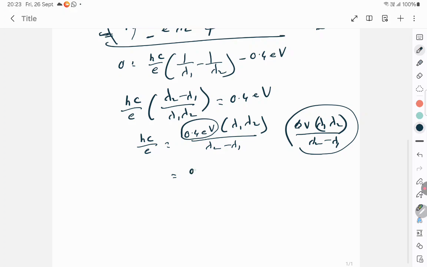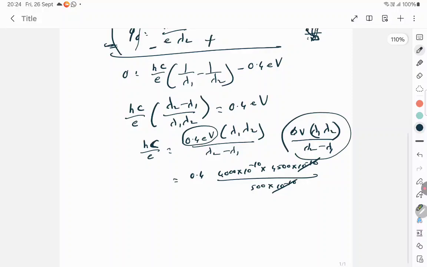Coming back here, let's solve this with 0.4 electron volt. You have to compulsorily multiply this with 1.6 into 10 to the power minus 19, because you need to find the value. So h c by e is 0.4 electron volt into lambda 1 into lambda 2. What is lambda 1? It's 4000 into 10 to the power minus 10, into 4500 into 10 to the power minus 10, by lambda 2 minus lambda 1, which is 500 into 10 to the power minus 10. When you do that, one of the 10 to the power minus 10 is getting cancelled. So you're left with this, and this is your delta V.